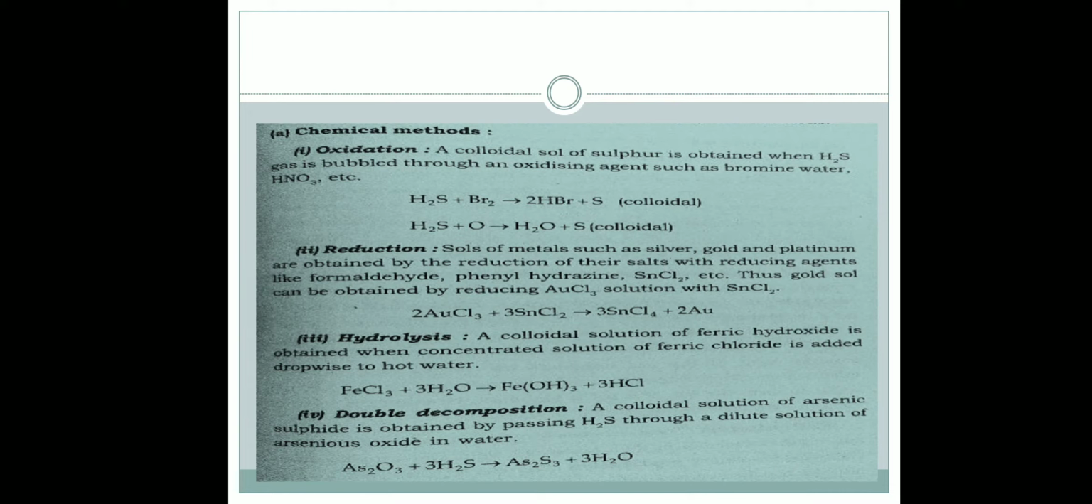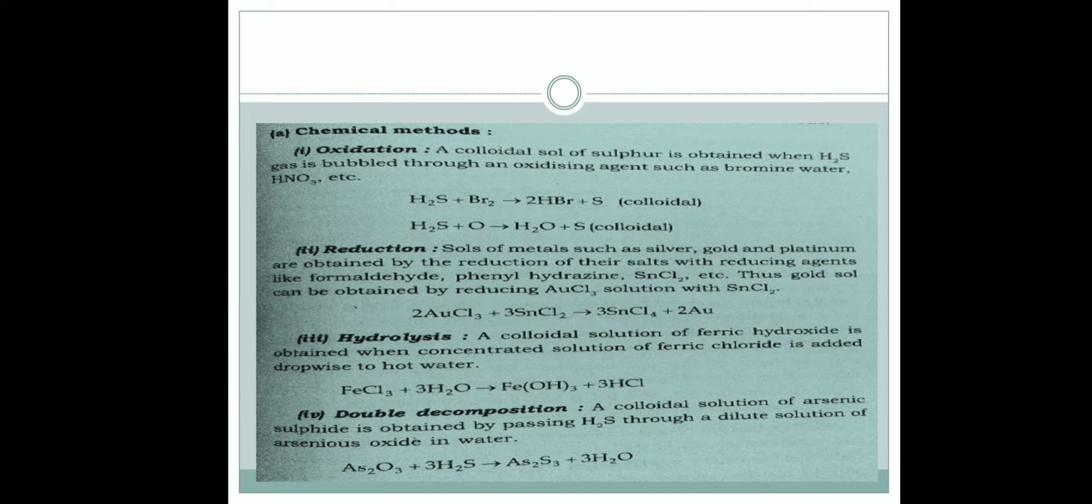In the oxidation method, the colloidal solution of sulfur is obtained by passing H2S gas through an oxidizing agent like bromine water or nitric acid. In the reduction method, sols of metals are prepared by reduction of their salts with reducing agents like formaldehyde, phenylhydrazine or stannous chloride. Example: gold sol can be obtained by reducing auric chloride solution with stannous chloride.